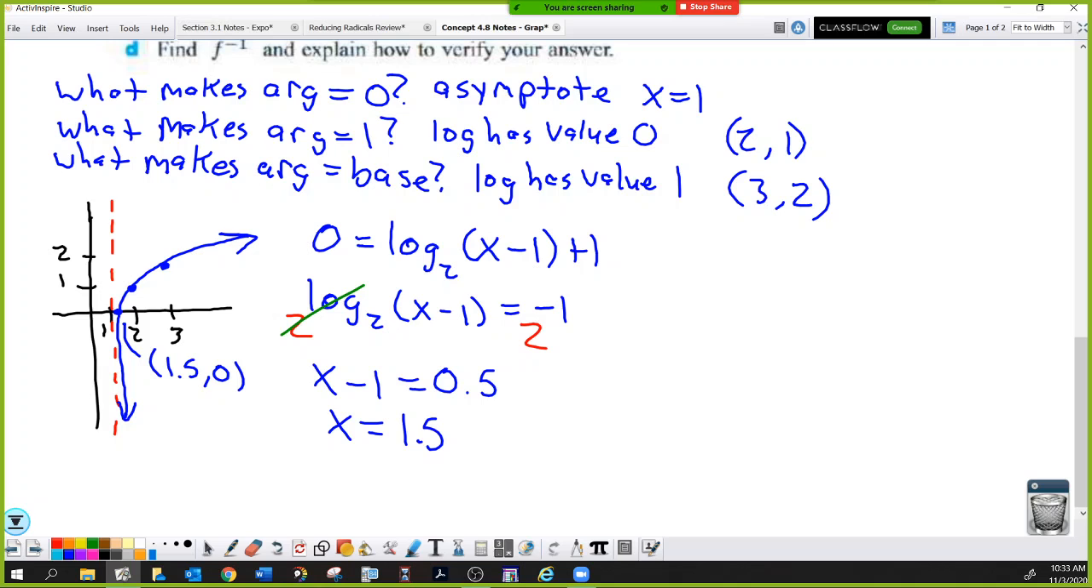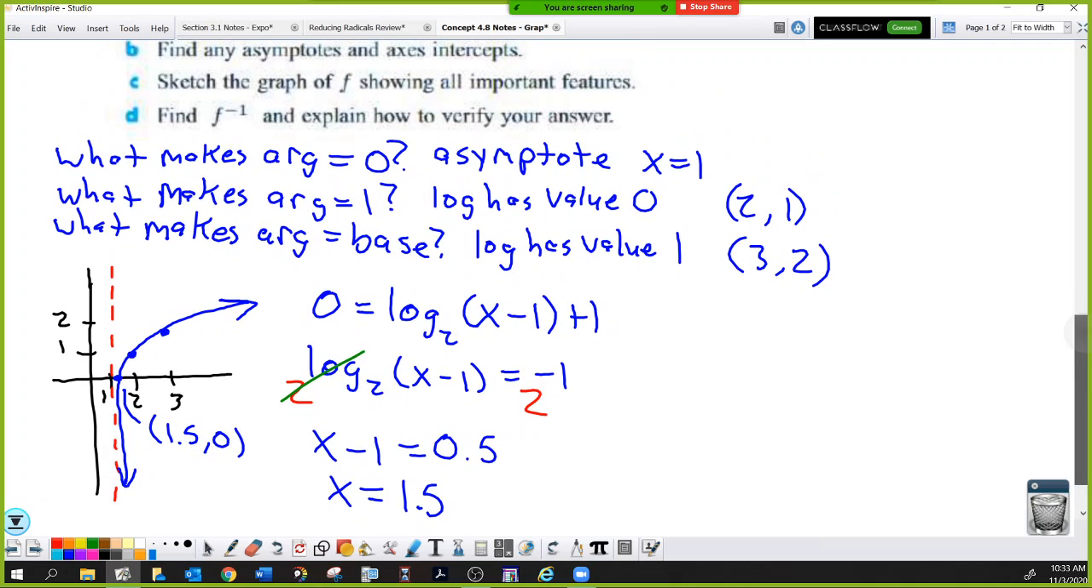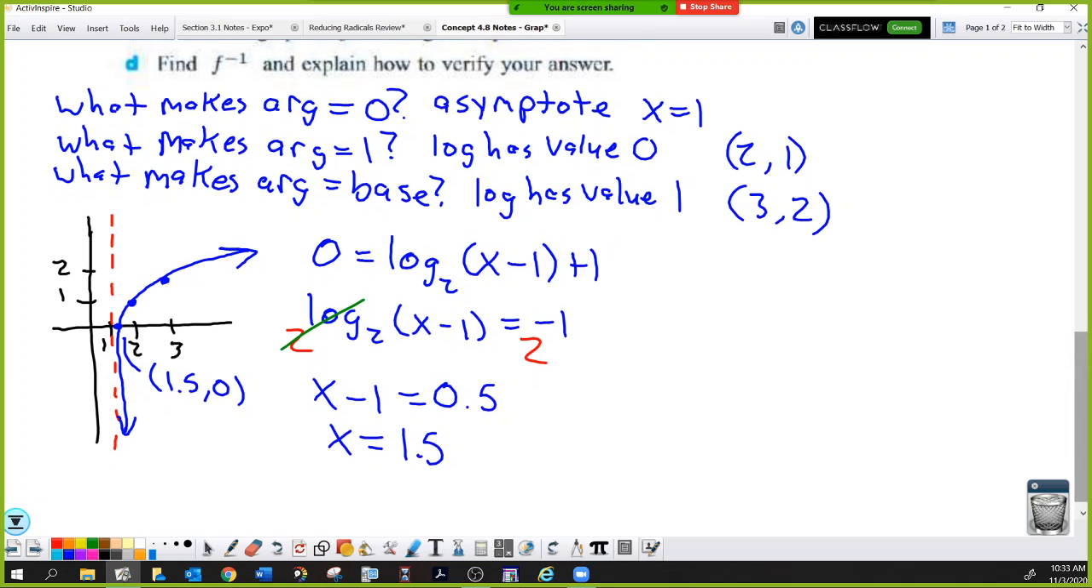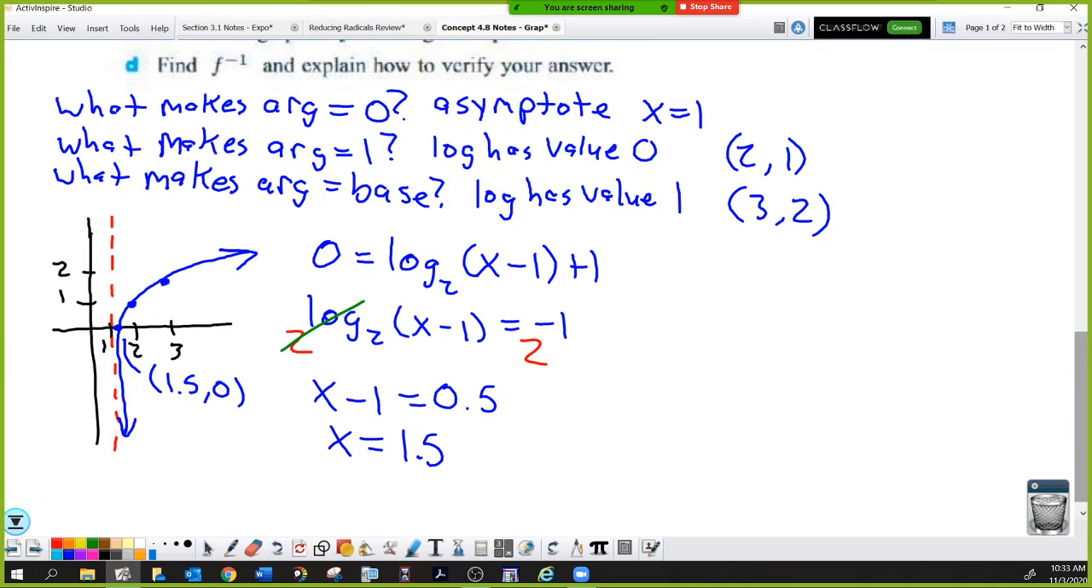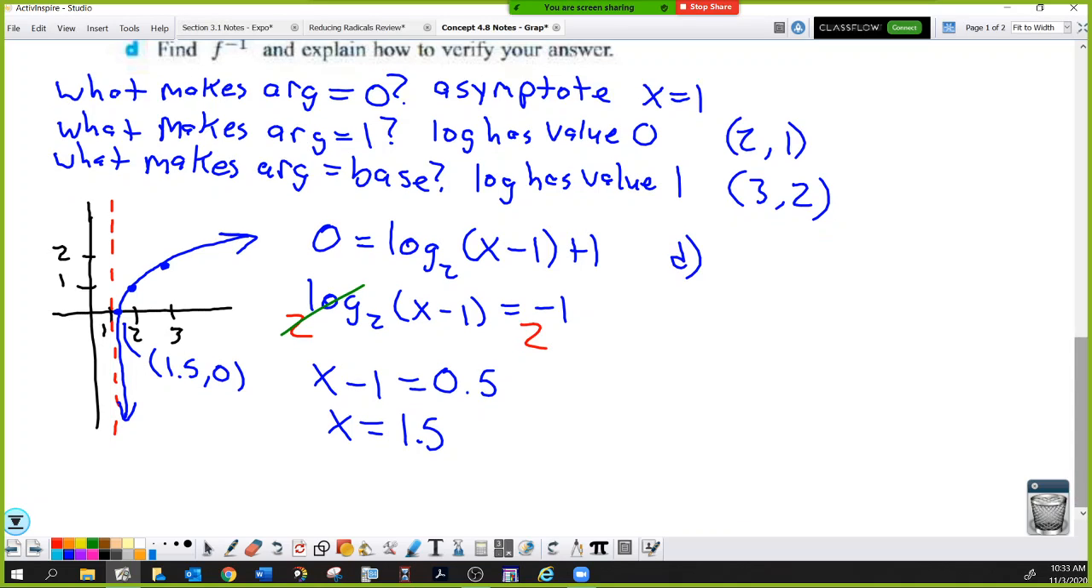Part C, I have forgotten. What was it? Oh, sketch the graph. Okay, we did that. Part D says find the inverse. Well, we just walked our way through the process of finding the inverse. You switch x and y, and then you solve for y. So part D, yeah, part D, I guess. Let's do it over here. I have space over here. Let's switch x and y. X equals log base 2 of y minus 1, plus 1.